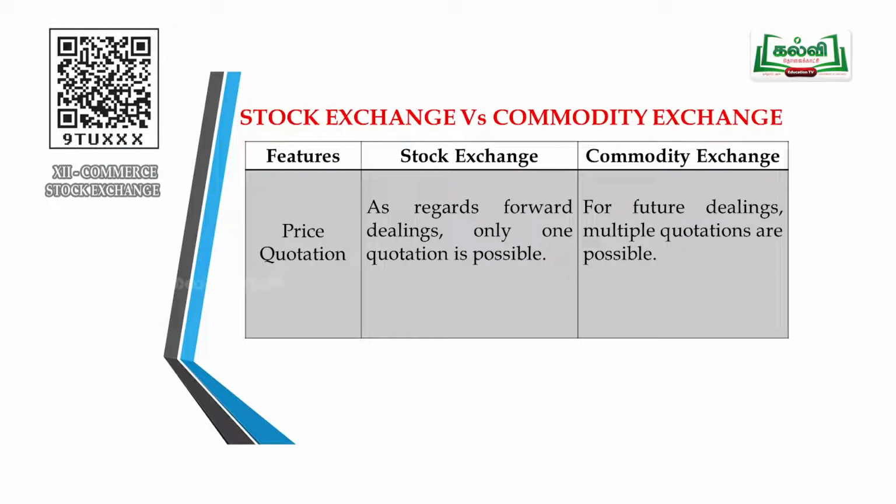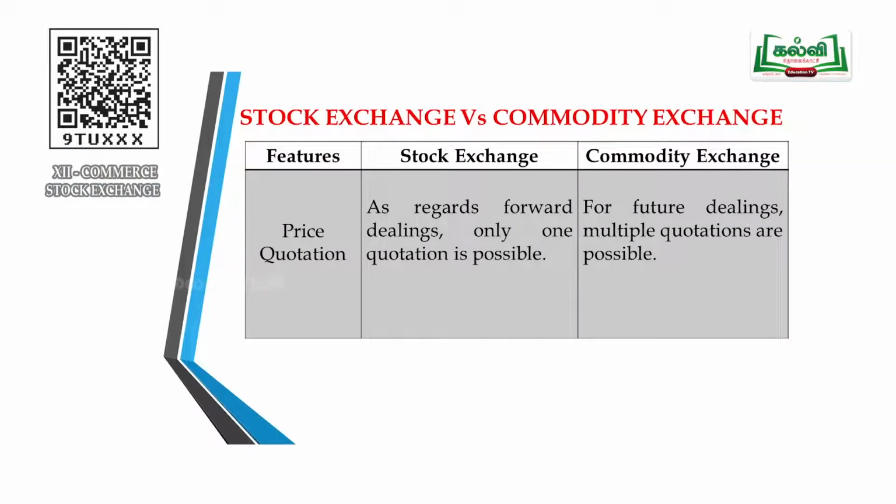And the price quotation. In the stock exchange, the dealings are forward. Only one quotation is possible. Only one. You can fix that price only one time. But in a commodity exchange, for future dealing, multiple quotations are possible. In the stock exchange, in future, you can say only once that it may go at this price. But commodity is not like that. Every time the quotations are going to change multiple times or in multiple ways. That is the price quotation in the commodity exchange.